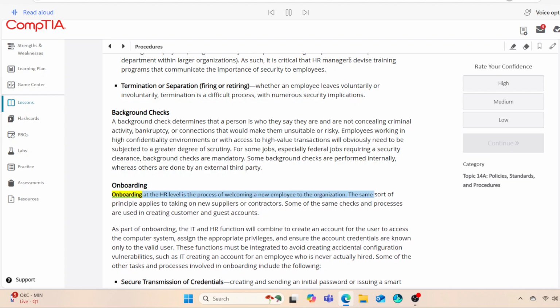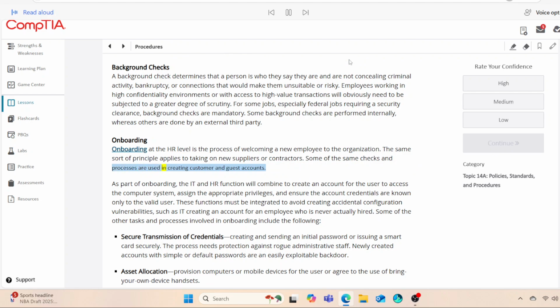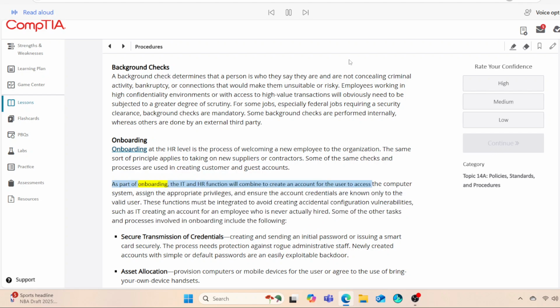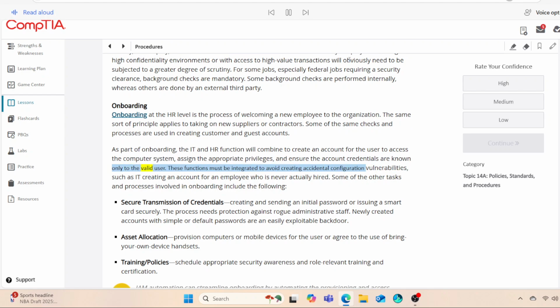Onboarding. Onboarding at the HR level is the process of welcoming a new employee to the organization. The same sort of principle applies to taking on new suppliers or contractors. Some of the same checks and processes are used in creating customer and guest accounts. As part of onboarding, the IT and HR function will combine to create an account for the user to access the computer system, assign the appropriate privileges, and ensure the account credentials are known only to the valid user.